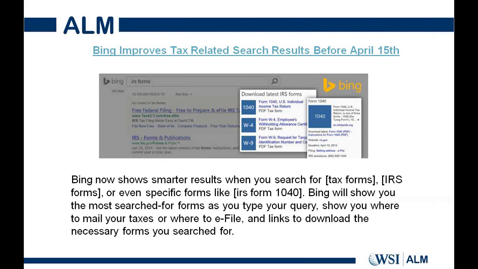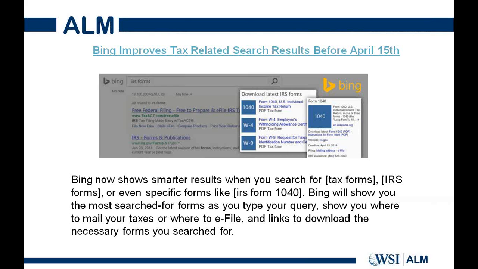So if you type in things like IRS forms, then it's actually going to be pulling out pop-ups like the one that you're seeing in our screenshot here in the slide. Download the latest IRS forms, the W4, W9, or the 1040. And then you can just click on it and download the respective forms. Bing's doing this because they understand that tax-related searches definitely go high prior to the 15th of April. So from the beginning of March to the 15th of April, tax-related searches skyrocket for obvious reasons. Bing wants to take advantage of this, and they've come up with this feature where they'll be giving you a lot more accurate results.